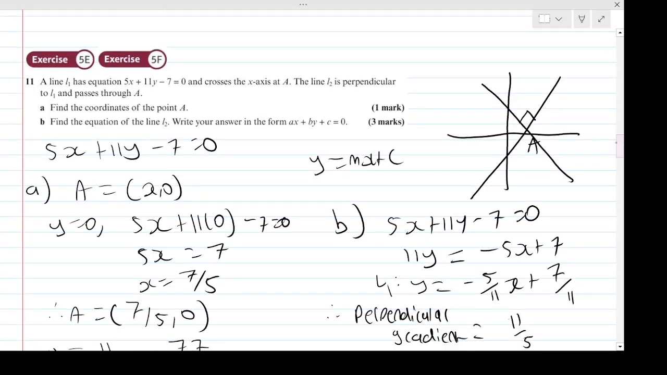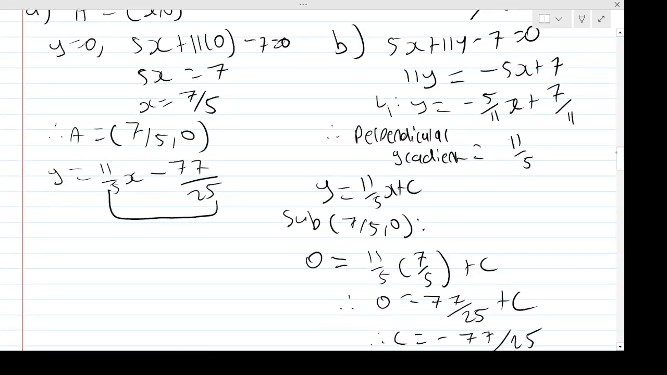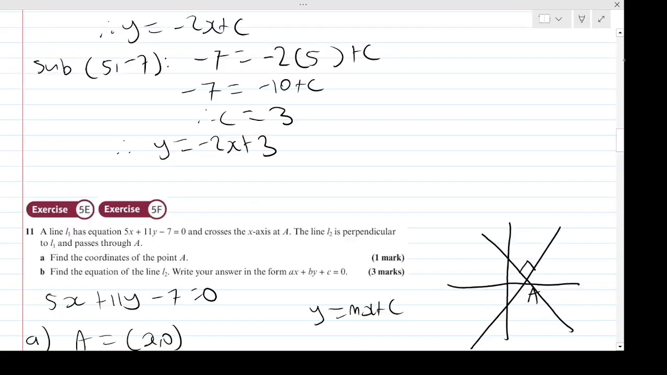Okay, that's an equation. But then it's asking me to write it in this form here. So again, that means everything has to be on one side equal to 0. So that's what I'm going to do. Put everything onto the other side with the y to get minus 11 over 5x plus y plus 77 over 25 equals 0. Okay, and actually now it's technically in this form. There we are, if you compare.